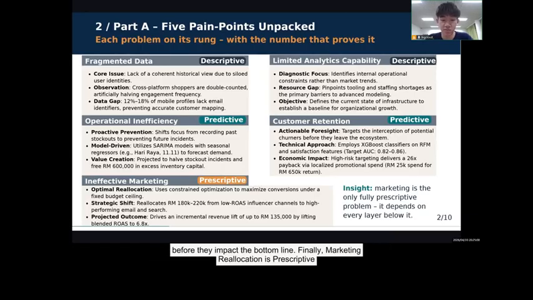Finally, marketing reallocation is prescriptive because it moves beyond forecasting to decision-making. By applying constraint optimization, we aren't just predicting our ROAS.